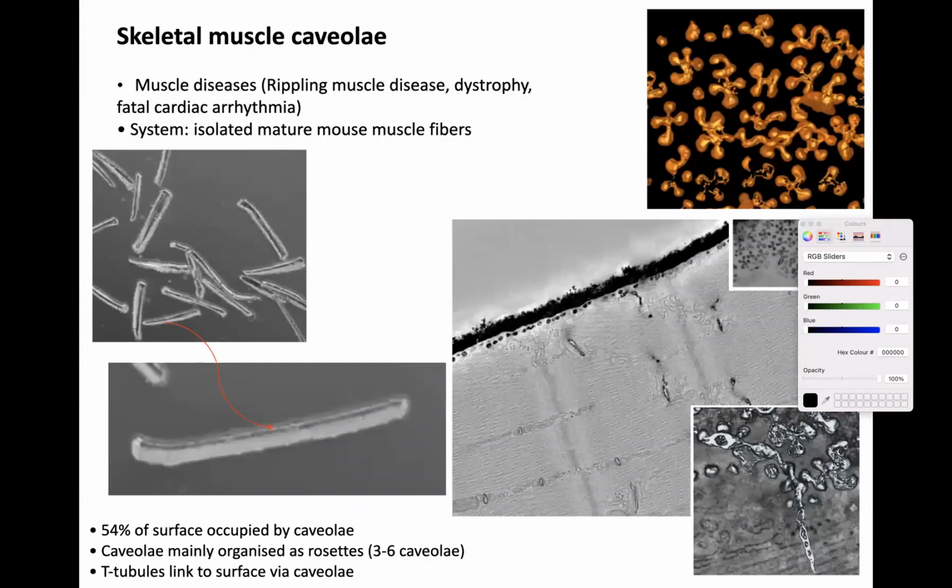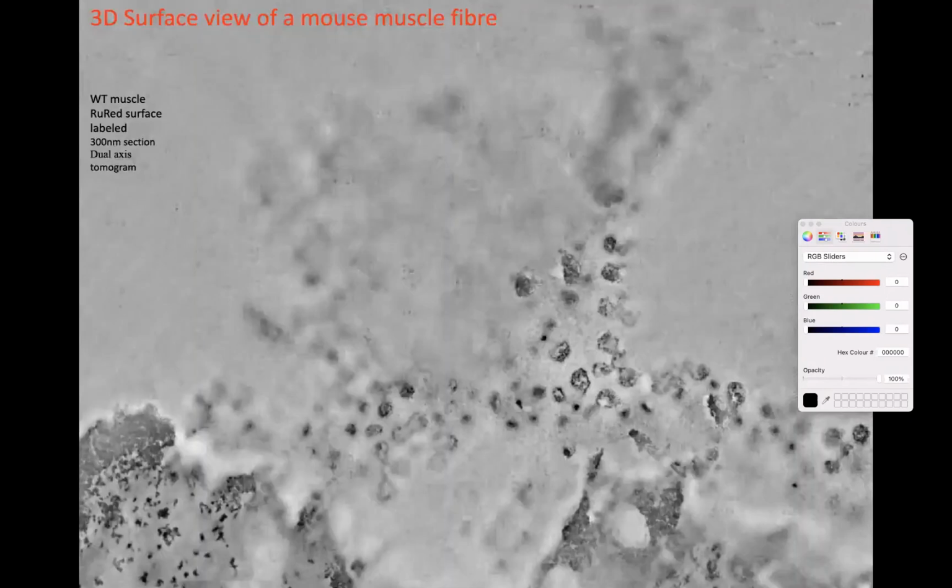The other tissue that we're particularly interested in, and we'll come back to this a couple of times in the talk, is skeletal muscle. And there are various muscle diseases associated with dysfunction of caveolae. We study adult muscle fibers, where you have this very complex arrangement of filaments, but also the membrane systems. And we can label the surface with electron-dense dye. And when you do this, you can then use electron tomography to look at the organization of the surface.